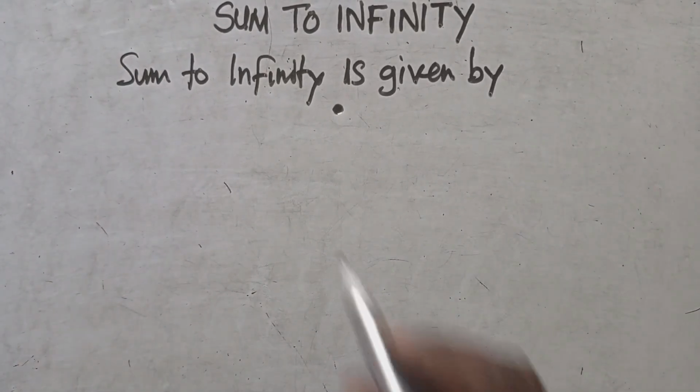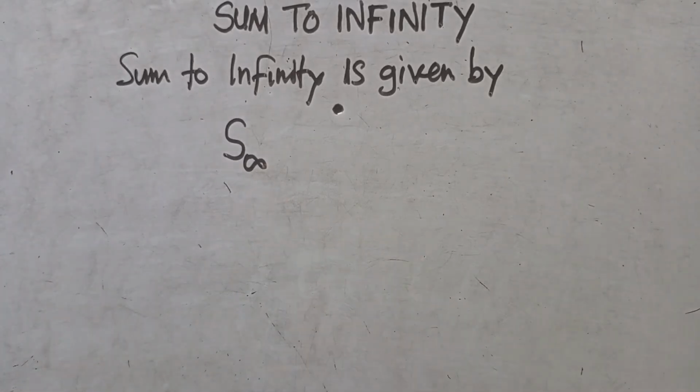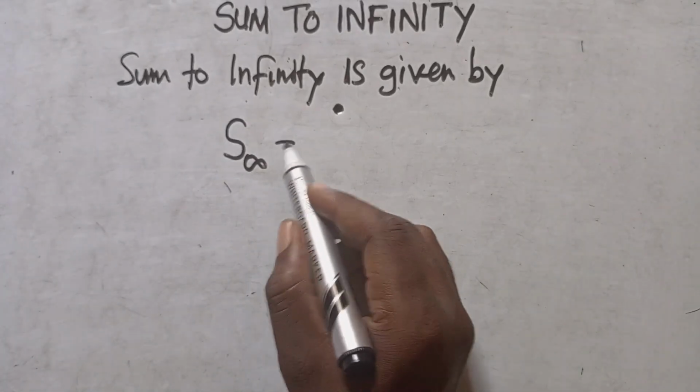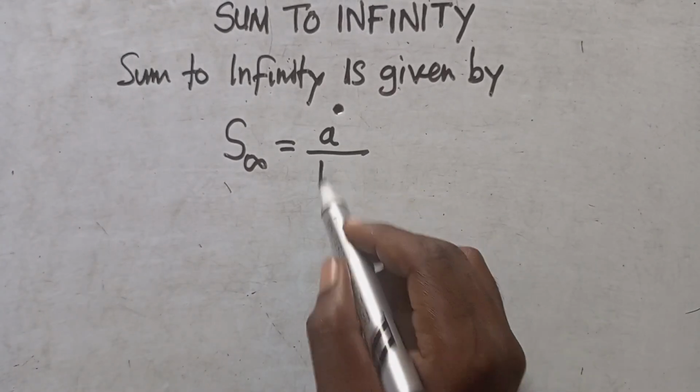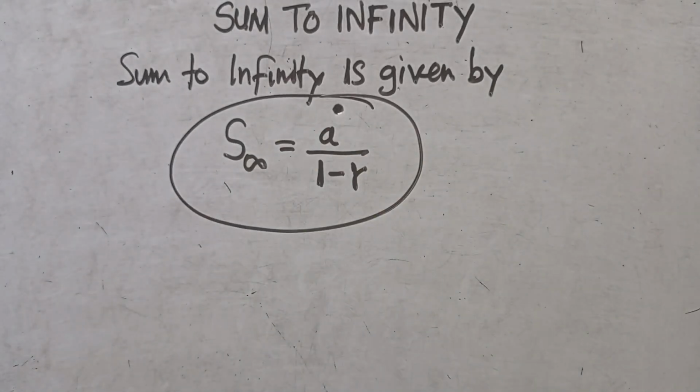Which formula do we use? We just say S infinity is equal to A over 1 minus R. This is a formula you need to use. This is a particular formula we get to use.